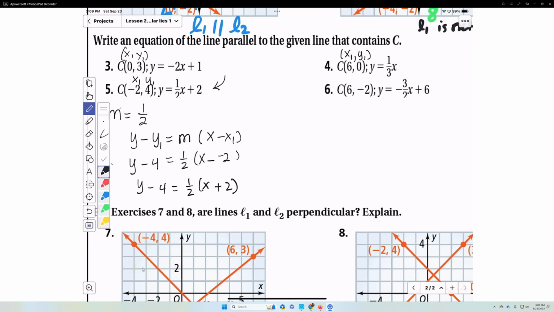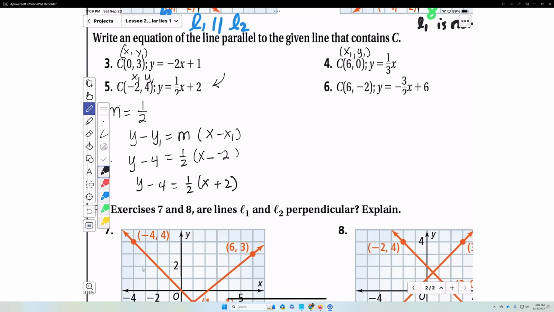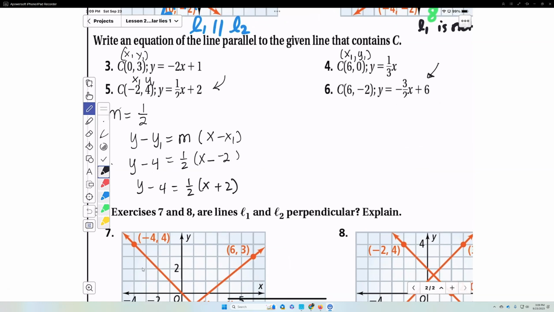For number 6, we're writing an equation again that is parallel to this equation. So our new line will have to have a slope of -3/2. The point that it has to contain is 6, -2. And the formula we're going to use is the point slope formula to write our equation. So mathematically, we're going to substitute.